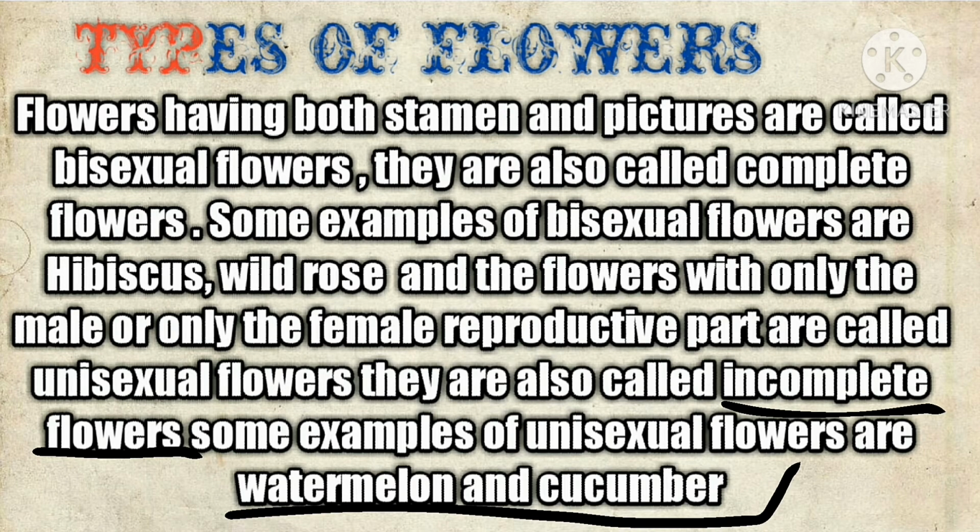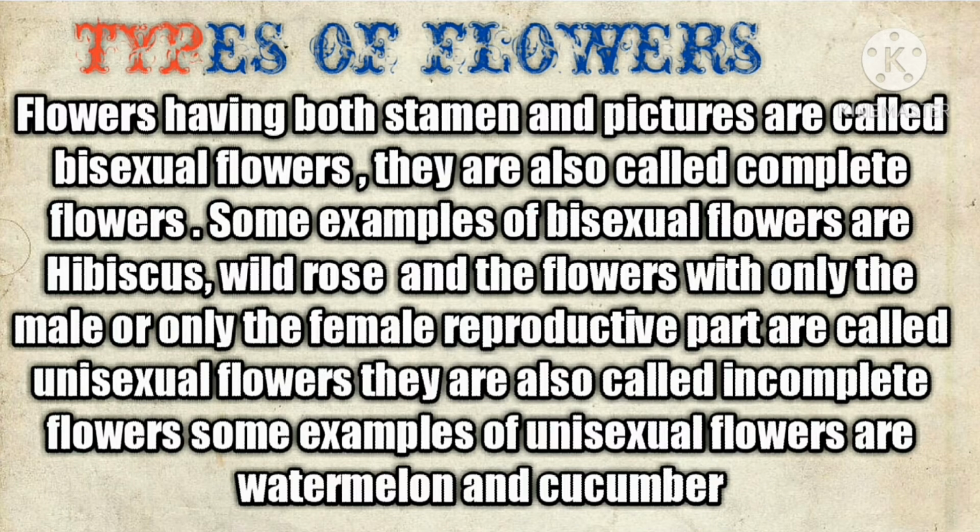In brief, there are two types of flowers. First one is bisexual. Bisexual flowers are those which have both stamen and pistil. And second is incomplete, or we can say unisexual flower, that has either the female or male part, any one of them.